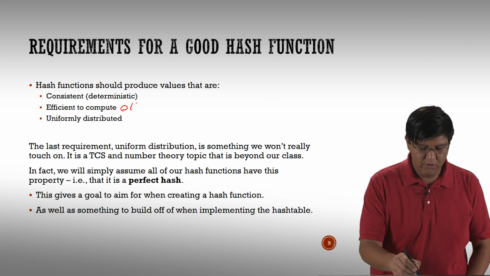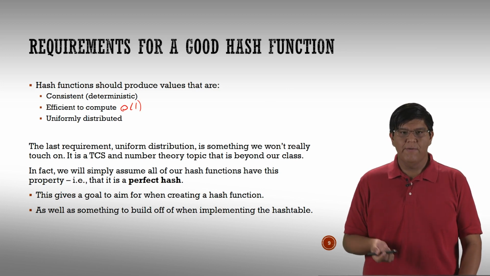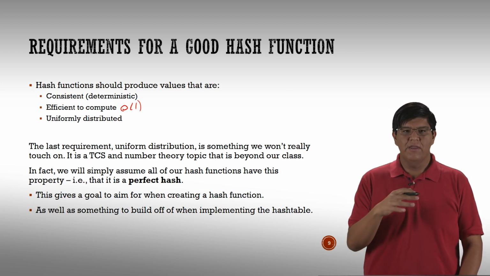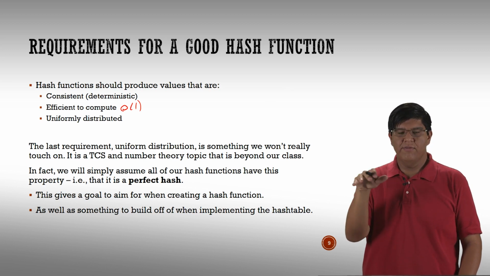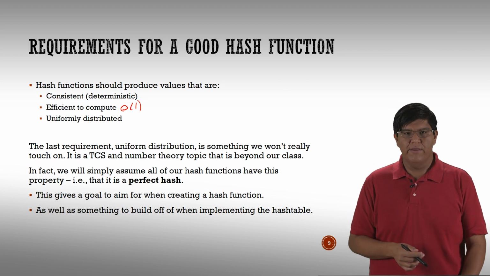Because if our hash function isn't O of 1, then we're not going to be able to create a data structure that has constant time lookups. We know using the array is constant time, but then to use the hash function to compute the index in the array where stuff is stored, that hash function should be O of 1 as well. If it's more than that, it's going to slow down the whole thing.